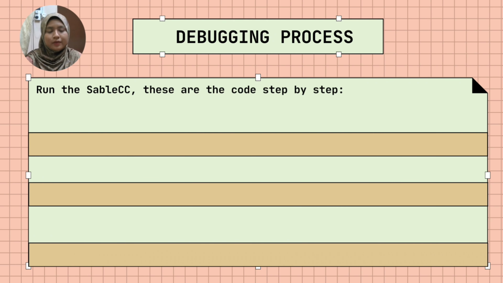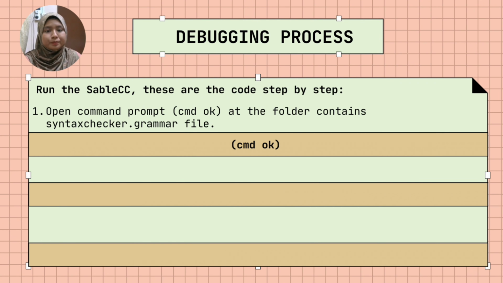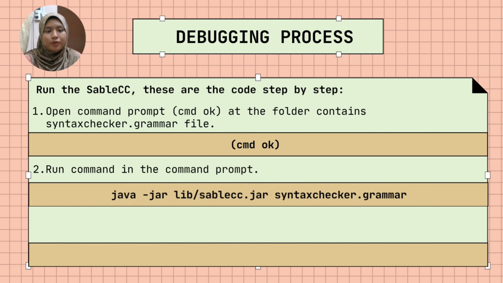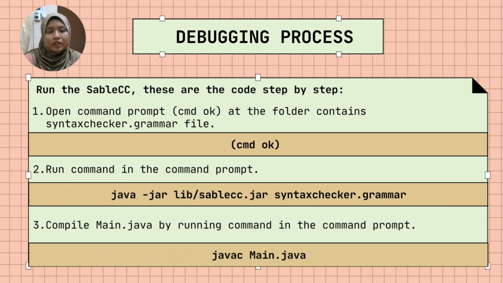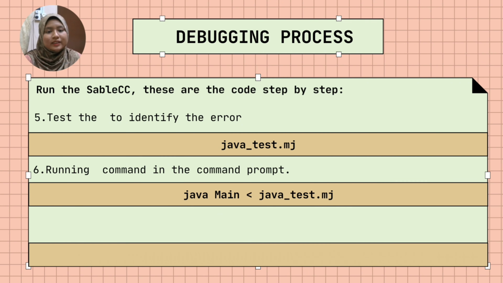Run and test the Java syntax checker using CC. Here are the steps that we follow. First, we open the command prompt in the folder containing the syntax grammar file. Then we run this command. After that, this generates the Lexer and parser files after the command is successfully run. After that, we compile the main Java file using javac Main.java where we write it there. Finally, we test the Lexer with the input file java_test.mj here by running this command.